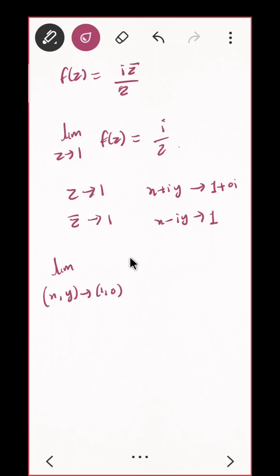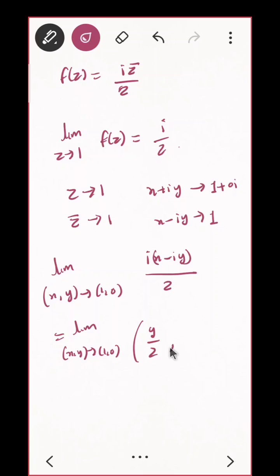Your function, whatever it may be. That means i x minus i y by 2. So do you see? Or if you are still not satisfied, I'll write totally in terms of x comma y tends to 1 comma 0, and it will be y by 2 comma x by 2.